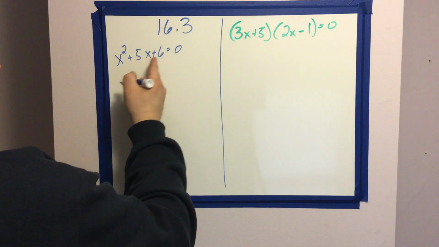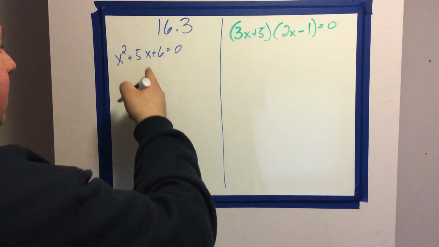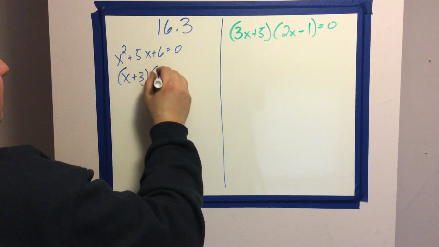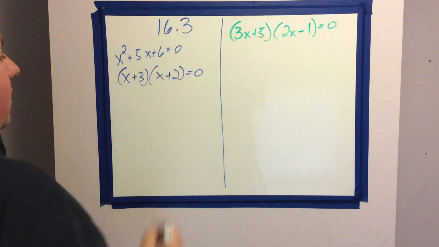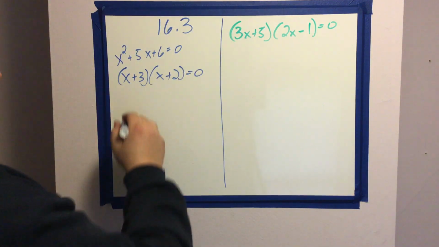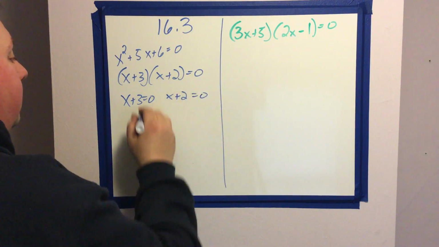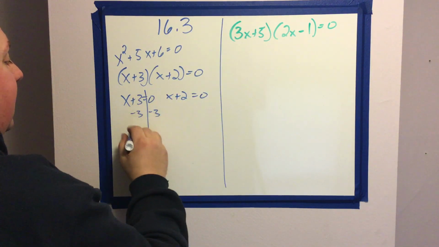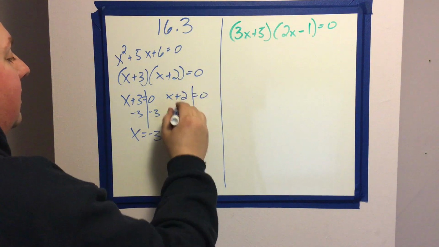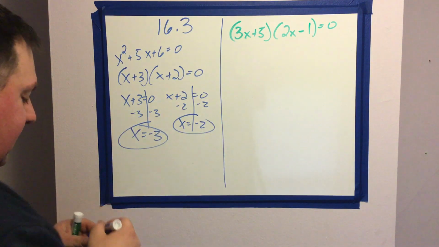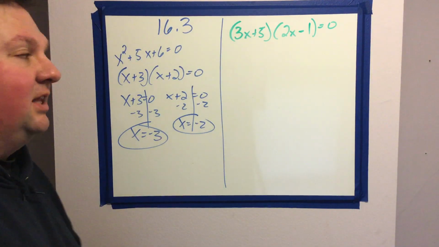To factor this, we have to find our multiples of 6 that add up to 5. So it would be (x plus 3)(x plus 2) equals 0. Then you had to set these up: x plus 3 equals 0, x plus 2 equals 0. Subtract 3 from both sides, x equals negative 3. Subtract 2 from both sides, x equals negative 2. That should be review from the last lesson that we did.